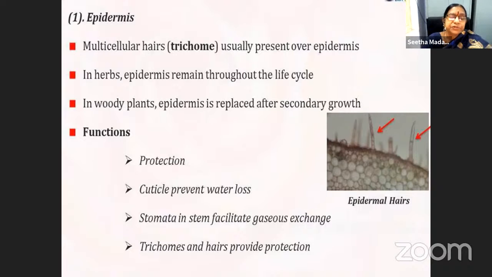And just above the epidermis you find a thin layer, the cuticle. It prevents water loss. Of course, water loss means transpiration. Due to transpiration, excess water from the plant body takes the form of vapor and escapes into the atmosphere. So that is prevented by the presence of cuticle.